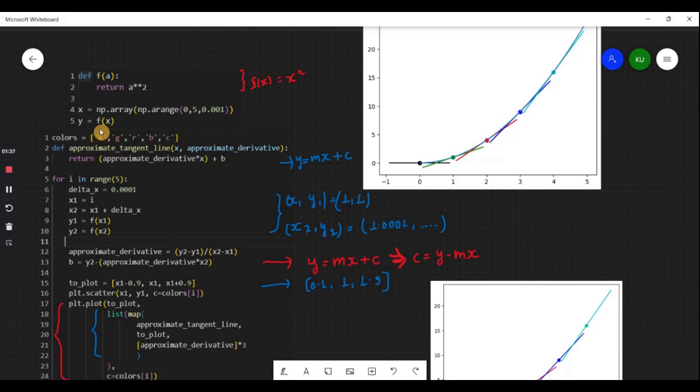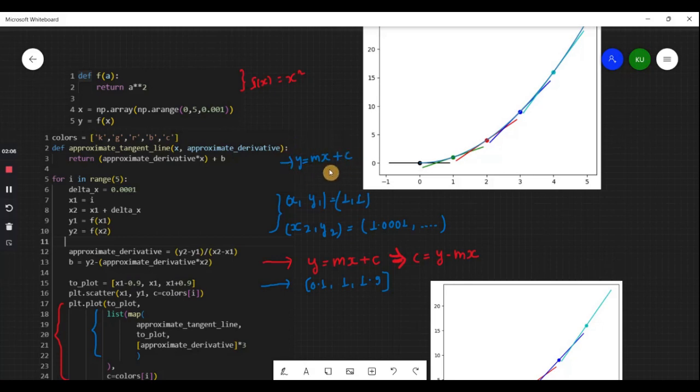Then I have defined a list named colors containing strings of different colors, and later we will see that we will use this list to give various colors to our tangent lines. Now before explaining this function, I hope you all understand this simple concept. To define a line completely, we need two parameters. First its slope and then its y-intercept. If we have these two parameters, then we have the complete information about the line.